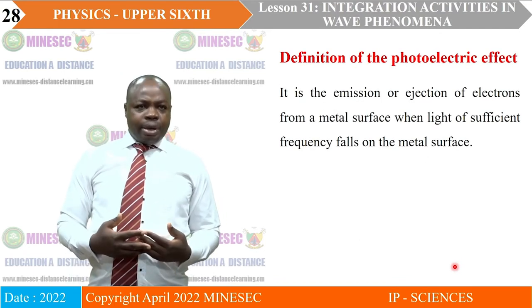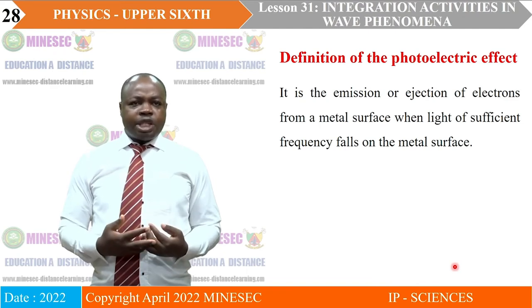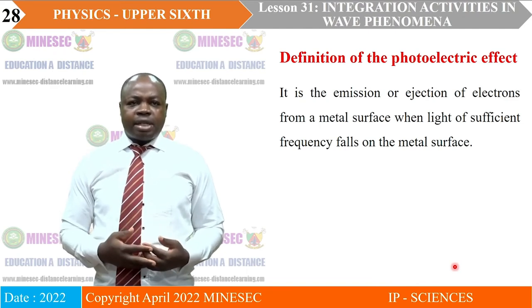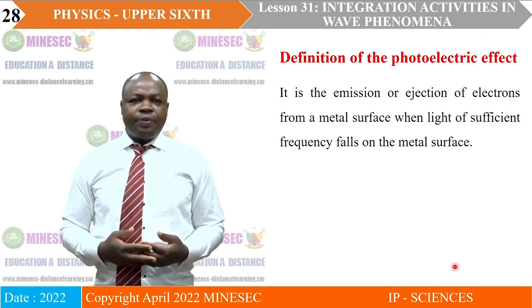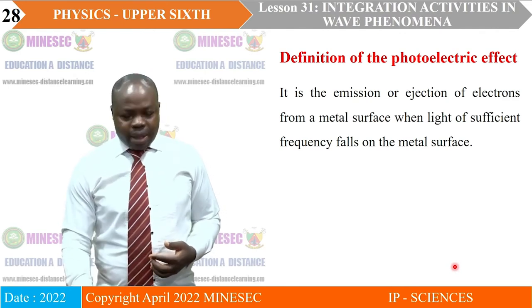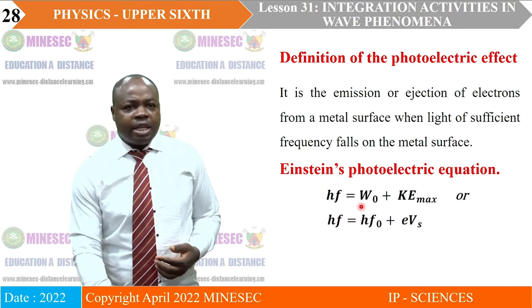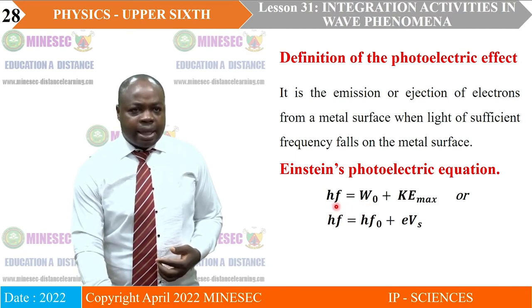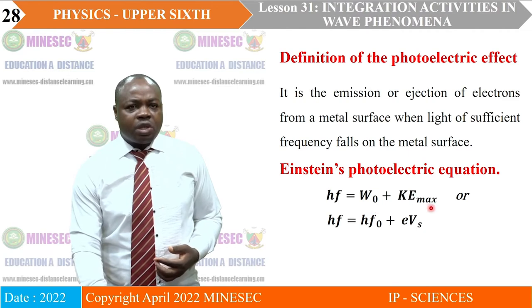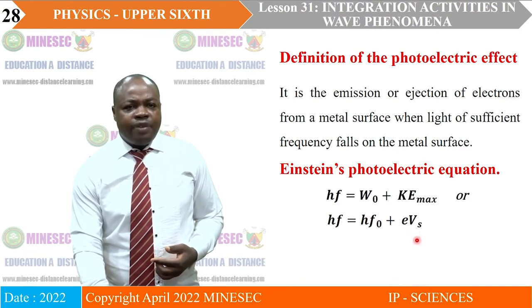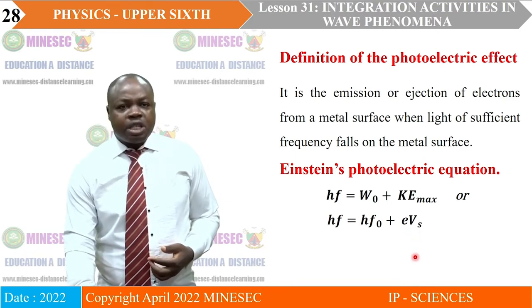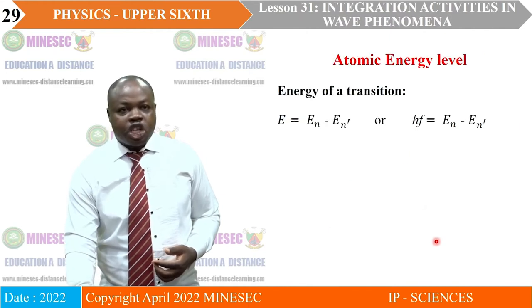And we saw the photoelectric effect, which is the emission or ejection of electrons from a metal surface when light of sufficient frequency falls on the metal surface. The Einstein equation of the photoelectric effect is that the energy of the photon equals the work function plus the maximum kinetic energy, which can equally be written in terms of eVs, where e is the electron charge and Vs is the stopping potential.